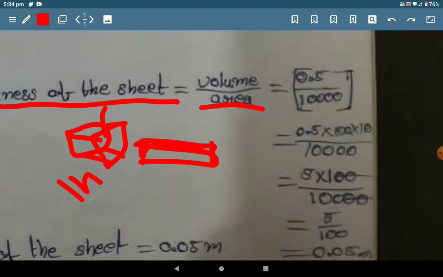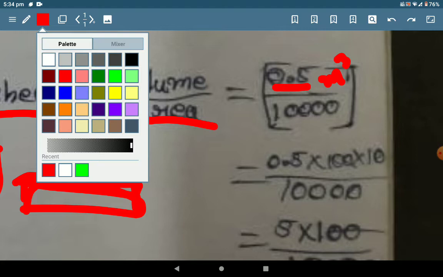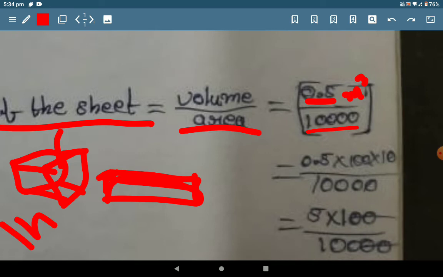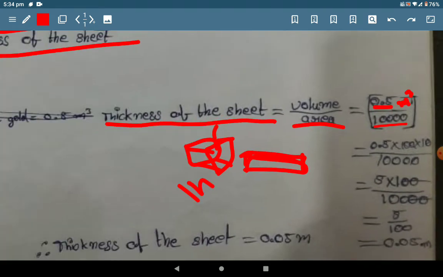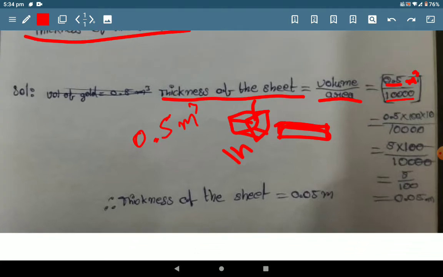Now what is the volume? 0.5 meter cube. 0.5 meter cube by 10,000. Now you might be wondering why 10,000? Because that is 0.5 meter cube and this is 1 hectare. Oh, 1 second, my bad.